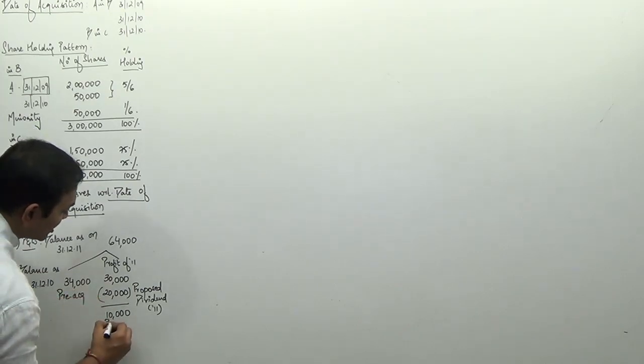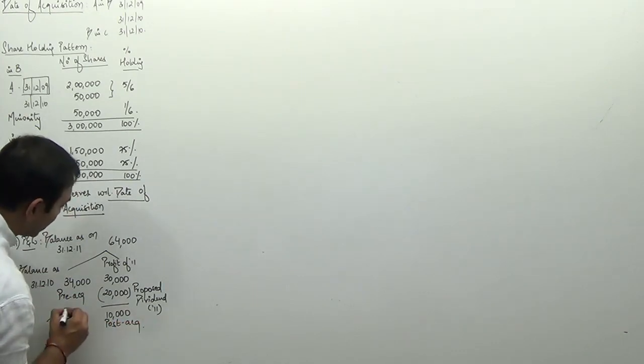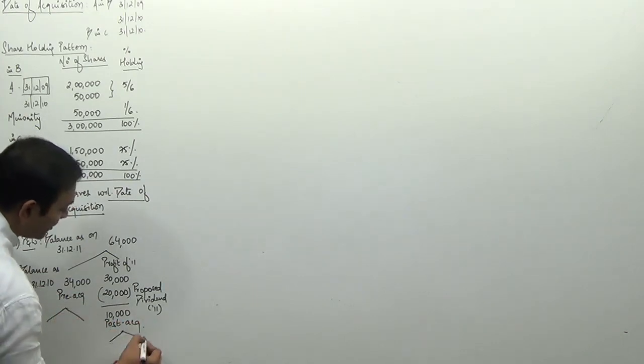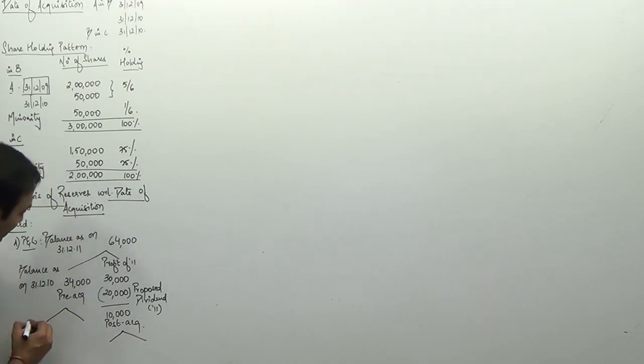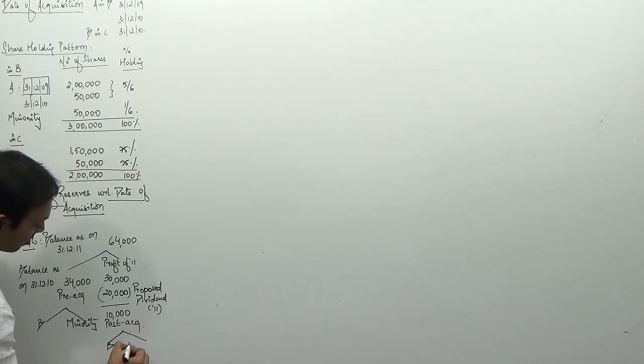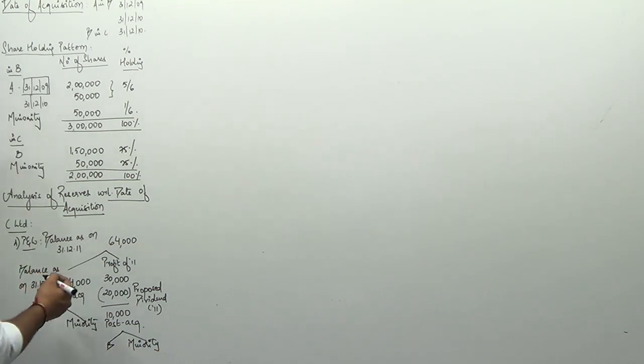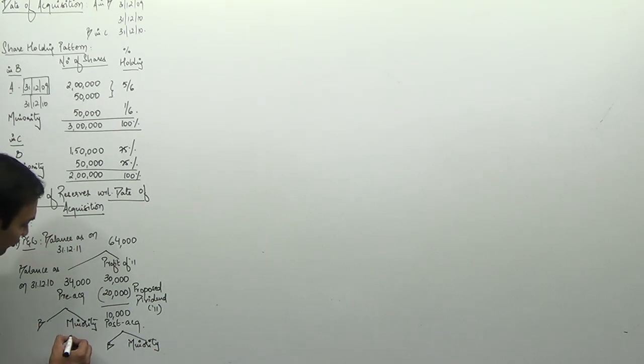34,000 is pre-acquisition. 10,000 is post-acquisition. Happily split. Distributed here itself, between B and minority. B holds 75, minority 25, 75-25, 1 by 4.